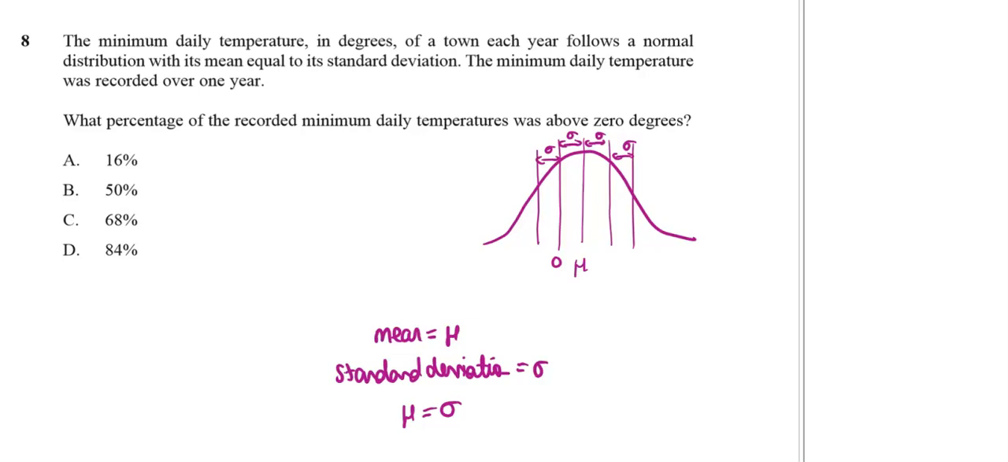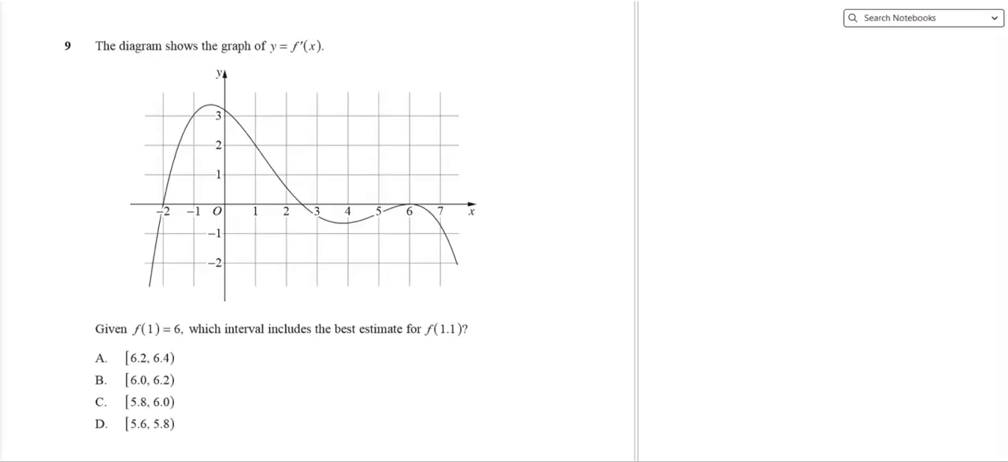We also know in these questions that within plus or minus 1 standard deviation is 68%, so 34% here and 34% there. We also know by the symmetry of a normal distribution that 50% is above the mean and 50% is below. So in this particular case, it must be 34 plus 50, 84% is above 0. The answer is D.